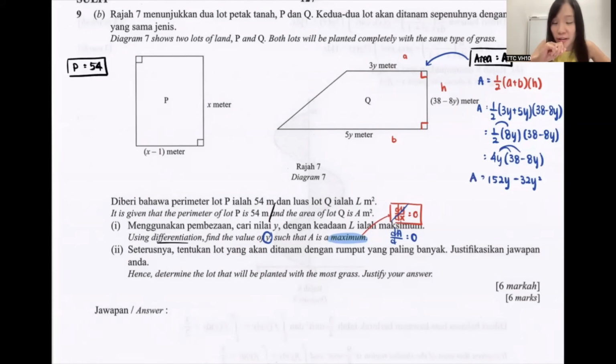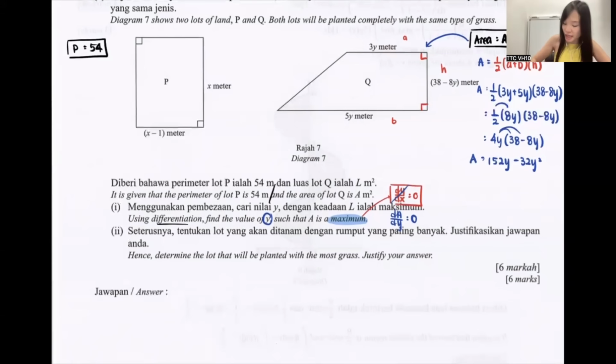Once you got your area equation, luckily just now I never wrote dA/dx, because look at the equation. Outside is A, inside is y. So it's dA/dy equals 0, not dA/dx equals 0. So dA/dy, how do I do it? Differentiate it. Remember, times and minus 1. 1 times 152, 152, power minus 1, no more y. Then 2 times 32, 64, power minus 1, 1y. Okay, that is my dA/dy.